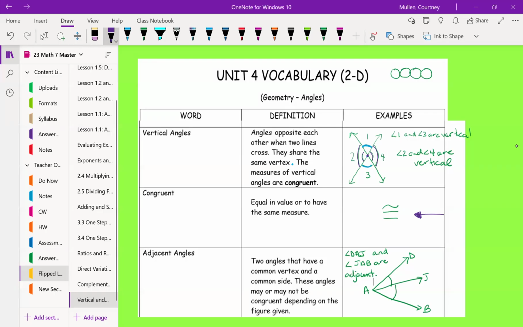Adjacent angles have a common vertex and a common side. The angles may or may not be congruent depending on the figure given. So in the diagram on the right, angle DAJ, this angle here, and angle JAB, this angle here, are adjacent because they share this vertex and this side AJ. Pause the video and write down the definition and examples of these three words: vertical angles, congruent, and adjacent angles.